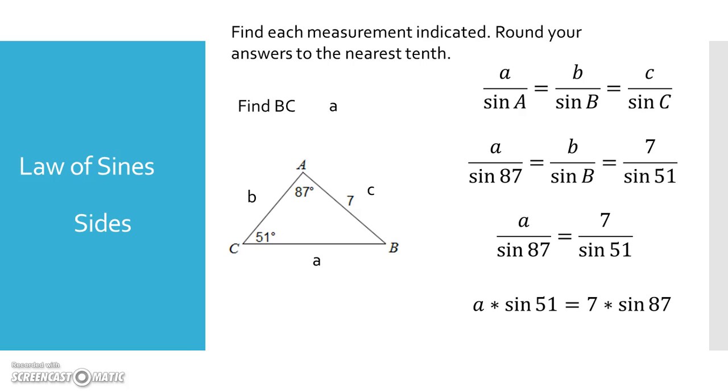And we're going to type this just in the calculator. Sine of 51 is 0.777, and 7 times sine of 87 is 6.99. To get a by itself, we're going to divide by 0.777. So 6.99 divided by 0.777 is 9.0. So that is how long a is. So that's law of sines.